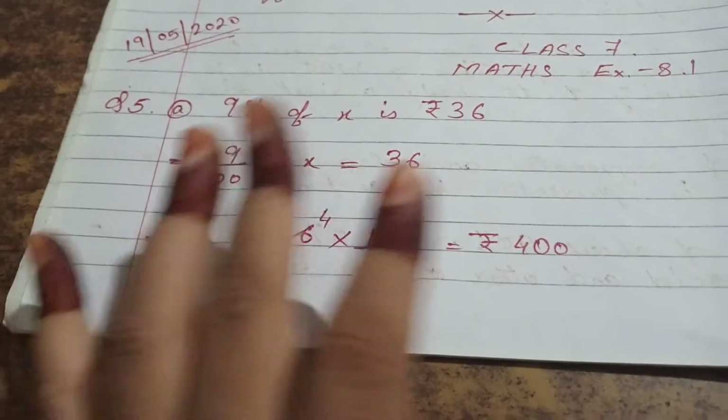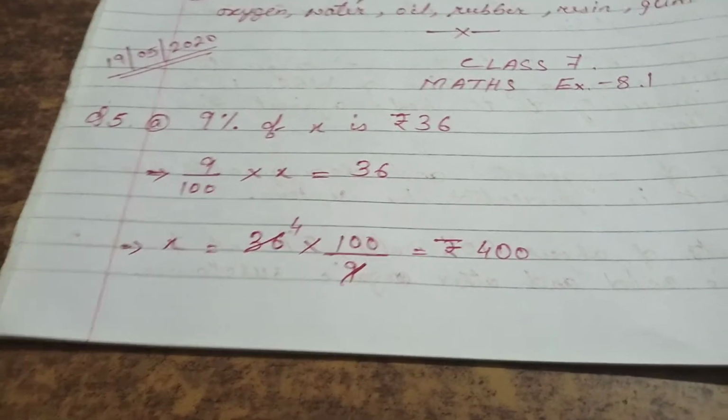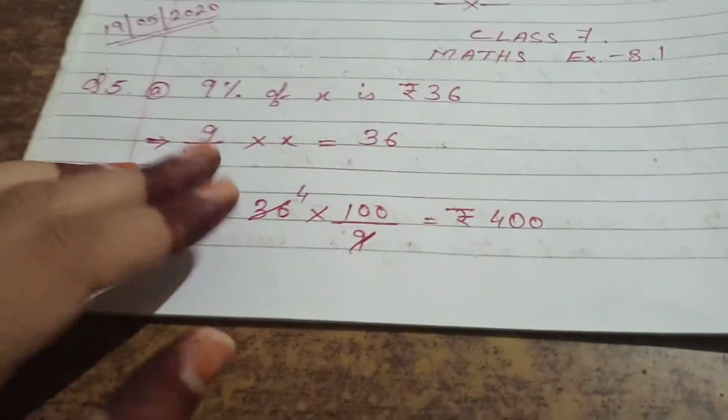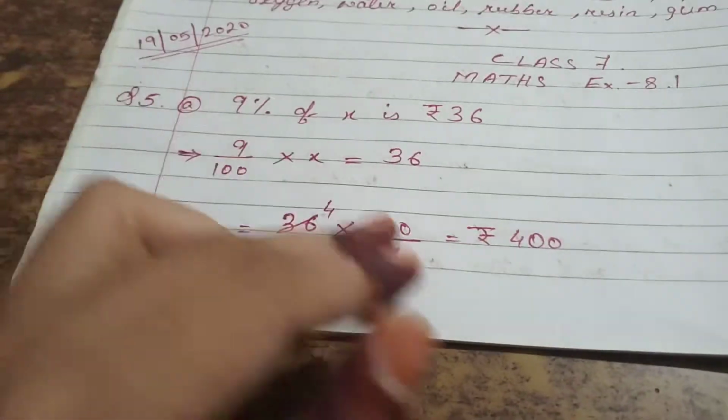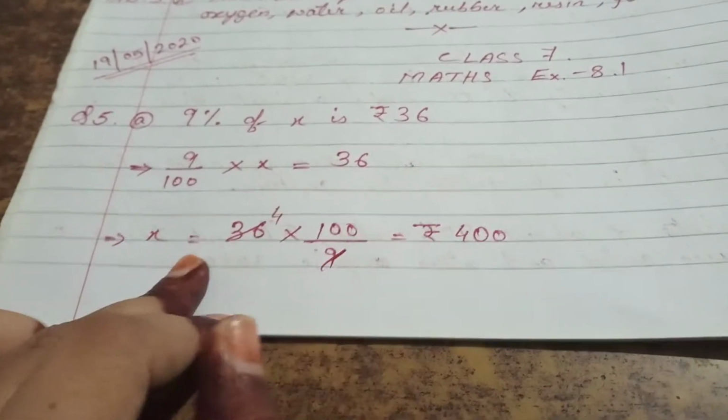We are transferring the 9 by 100 to this side. Now when we do it, it becomes the reverse. So it becomes 100 by 9. So 36 into 100 by 9, 9 and 36 can be cancelled. 4 into 100 becomes 400. So our x is 400.